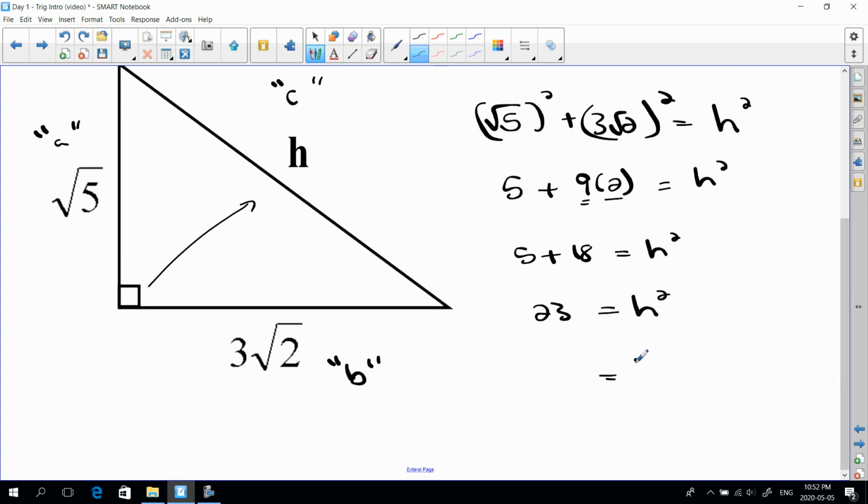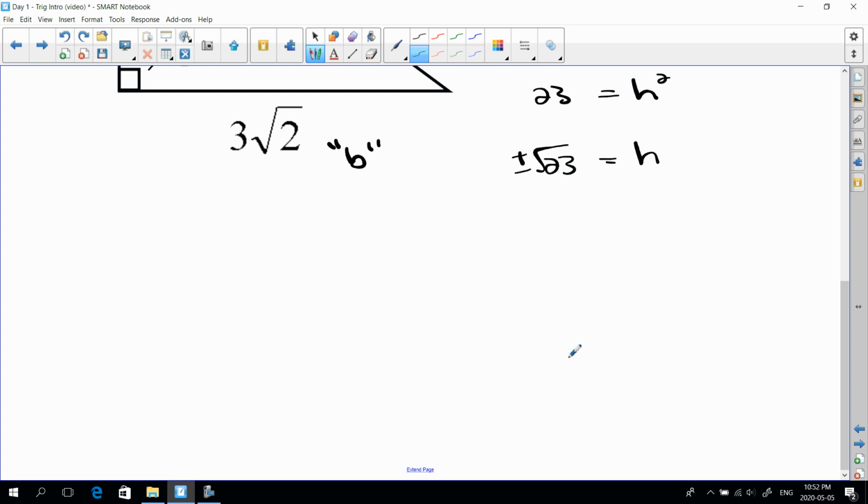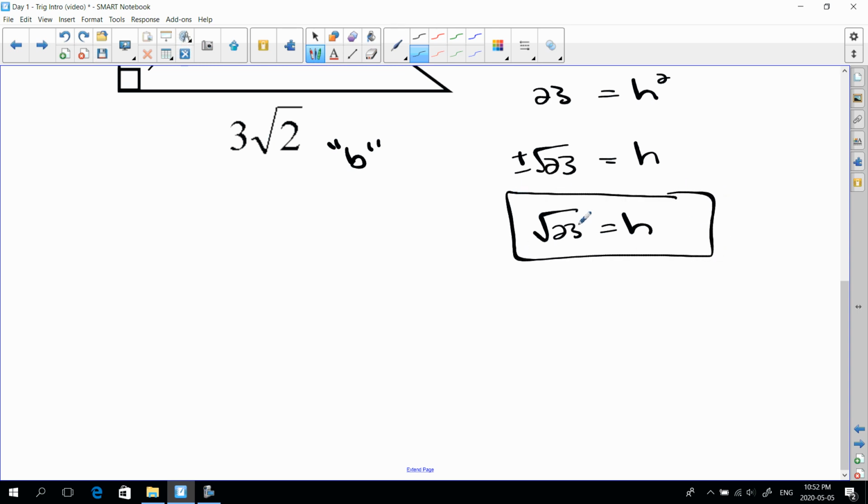I am going to take the square root of both sides. So h could equal plus or minus root 23. And since we're talking about the length of a triangle, I'm going to go with the positive length. And I don't want to write that as a decimal. I don't want to call that 4 point something. I'm going to leave it as a radical in simplest form. And 23 doesn't break down. 23 is prime. There is no prime factorization for 23. That's as simple as it gets.